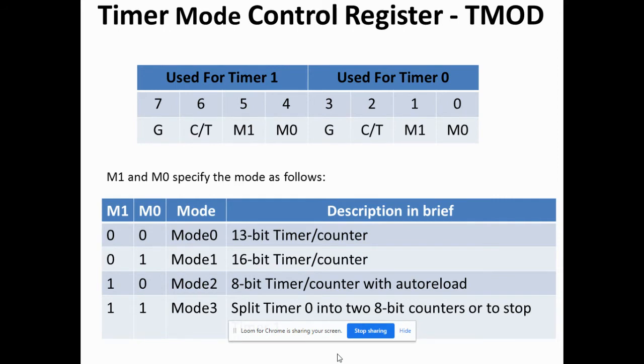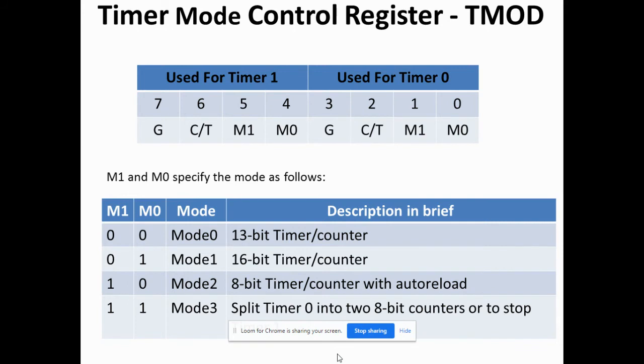If we select M1 M0 as 01, mode 1 can be selected, which is a 16-bit timer counter mode, and this is the most widely used mode. Here THX and TLX, these two registers are cascaded and no prescaler can be used. For selecting mode 2, M1 M0 should be set to 10. It is an 8-bit timer counter with auto reload, where THX holds a value that is to be reloaded into TLX each time when it overflows.